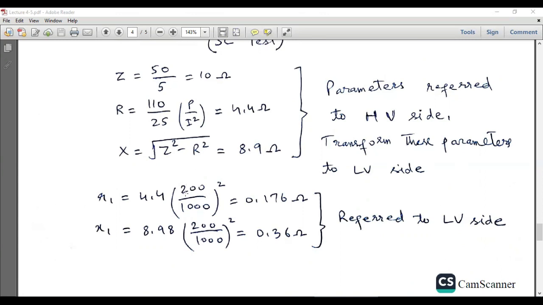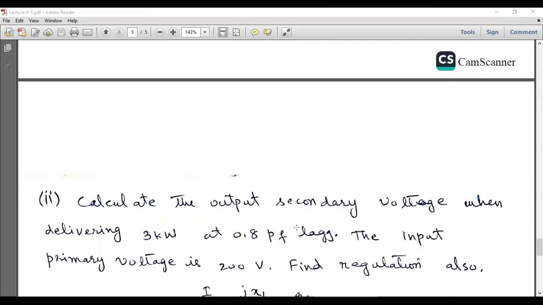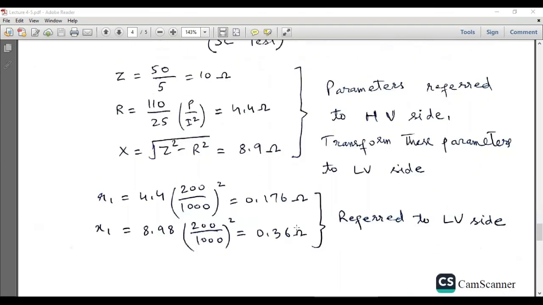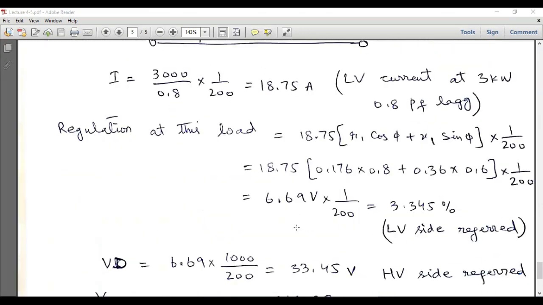At the low voltage side we have 200 volts. So we have to multiply this equivalent resistance with the transformation ratio. So (200 divided by 1000) square will be multiplied with this 4.4 to get this R1, and the same multiplication factor will be applied for this reactance to calculate X1. So these are the parameters which are referred to the low voltage side. So we have calculated all the parameters in the equivalent circuit of a transformer.